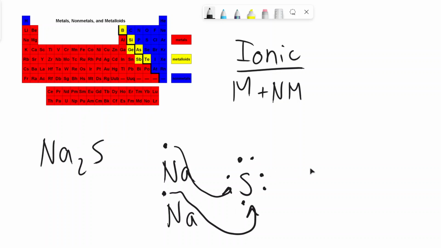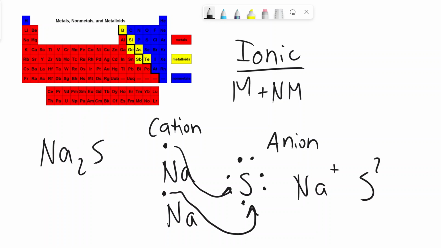Sulfur, on the other hand, is not likely to give away its 6 valence electrons because it's only 2 away from having a complete outer shell. So that's why it's more likely to gain electrons. Sodium will become something called a cation. Sulfur will become an anion, which means that it's negative, cation, positive. And so if you were to write it out, we'll have Na plus, technically Na2 plus since we're giving away 2 of them, and then sulfur, which is 2 minus.